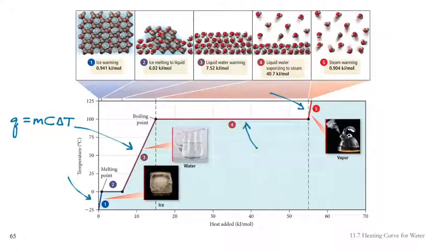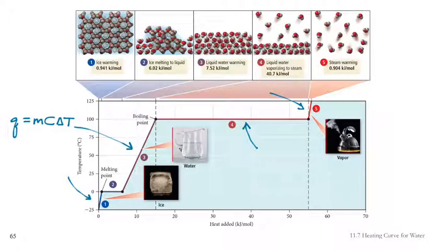Here, what's the process that's going on? At 100 degrees Celsius, what's the water doing? It's boiling. So it's going from a liquid to a gas, and what's the fancy word we use for that? Vaporization. So this is vaporization.